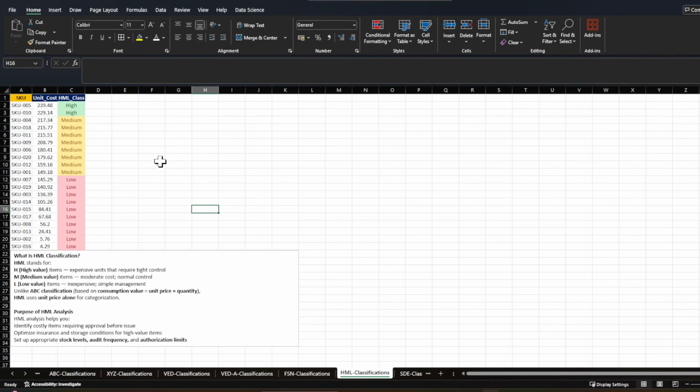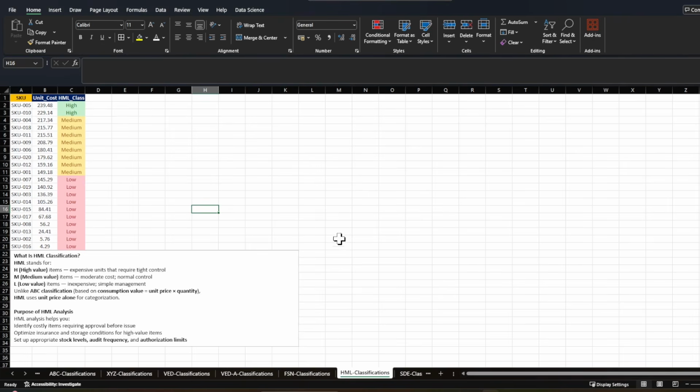Okay, so this is a powerful one in which you can identify and classify your inventory on the basis of unit cost, and you can check which are my high unit cost items, do I need to insure them, or how can I take care of them so that they do not become obsolete or get damaged.